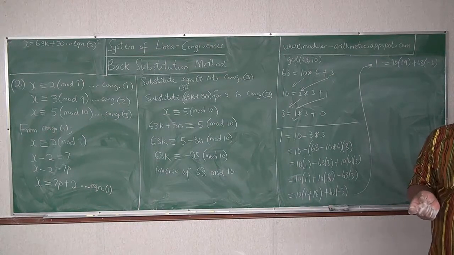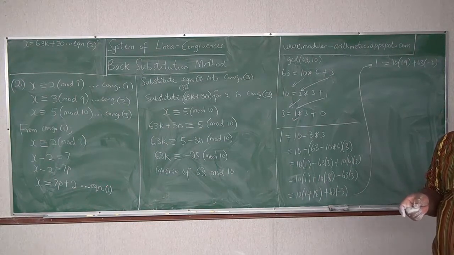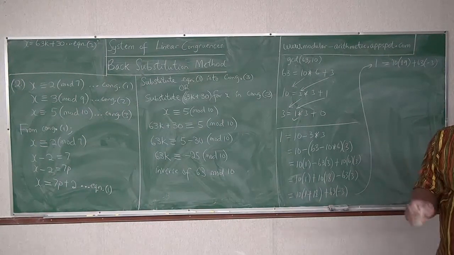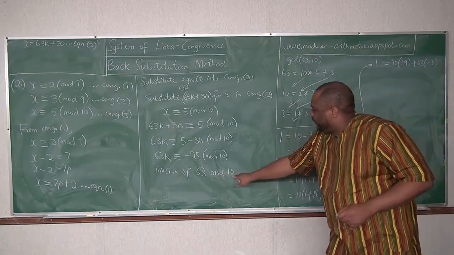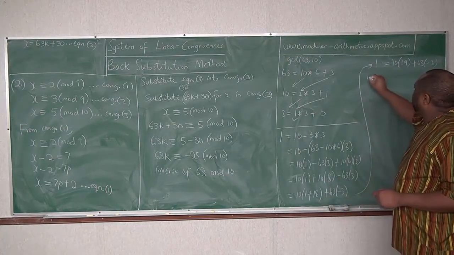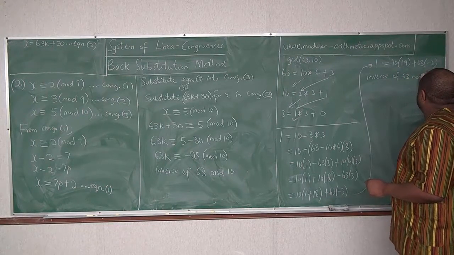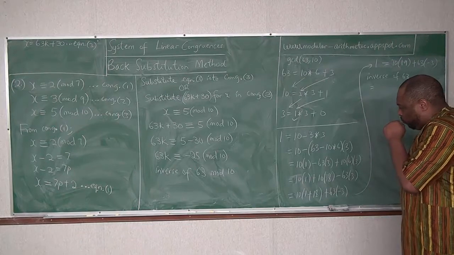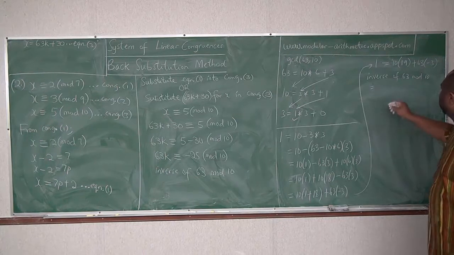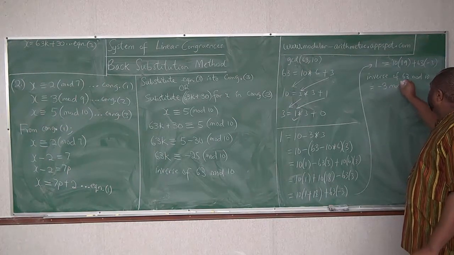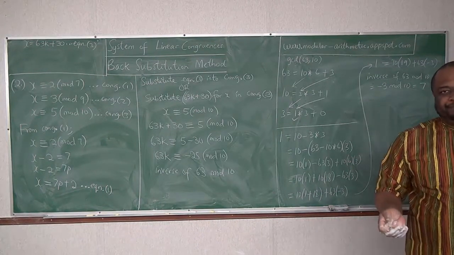63 times negative 3 is negative 189. So 190 minus 189 is 1. So this works. Okay, thank God, it works. Now, the inverse of 63 mod 10 is negative 3. So the inverse of 63 mod 10 is equal to negative 3 mod 10, and that is 7. Negative 3 mod 10 is 7.